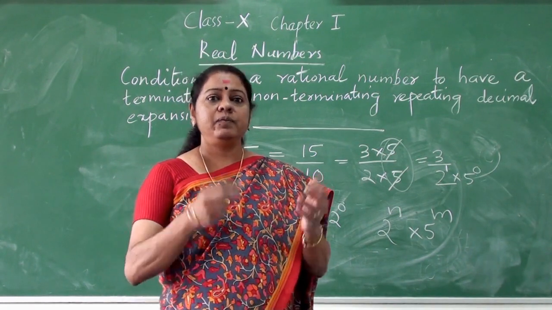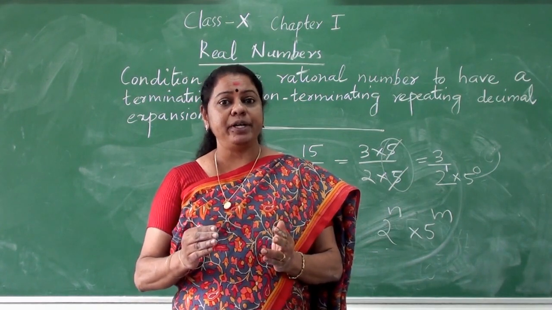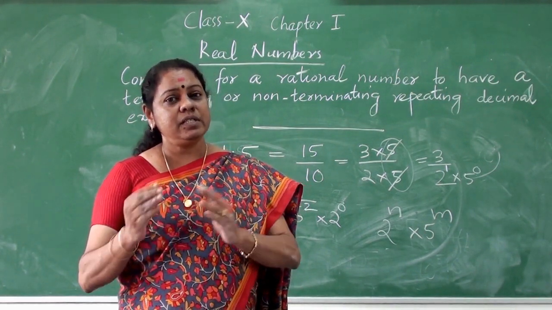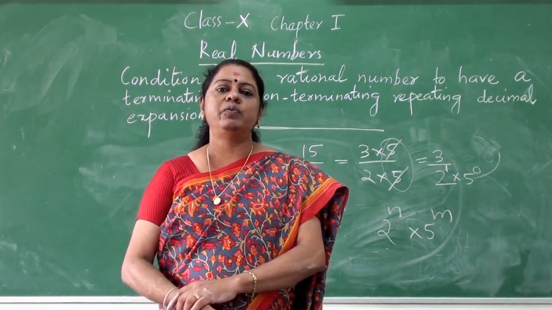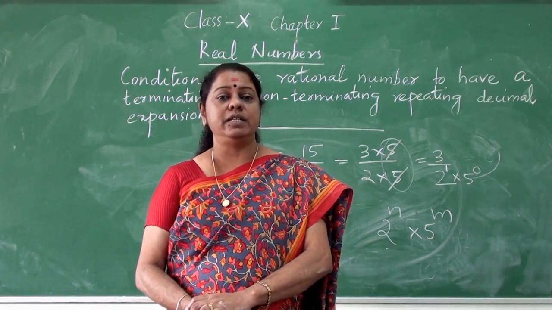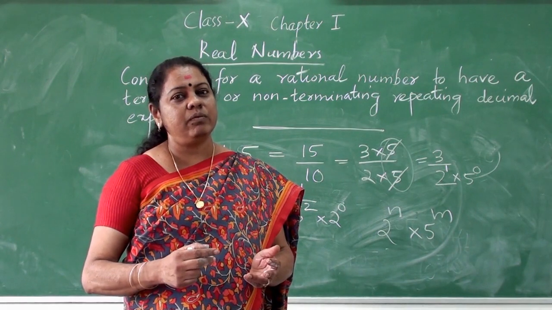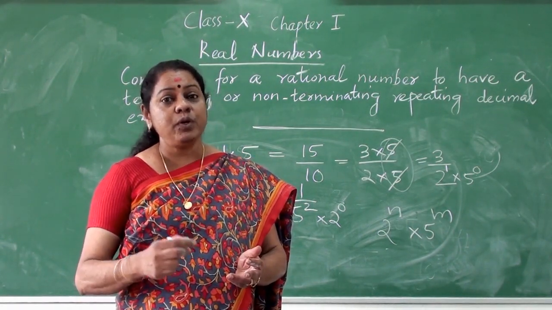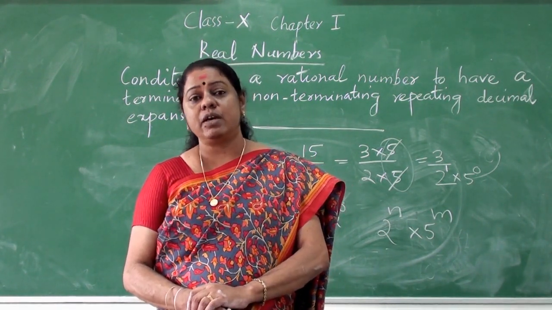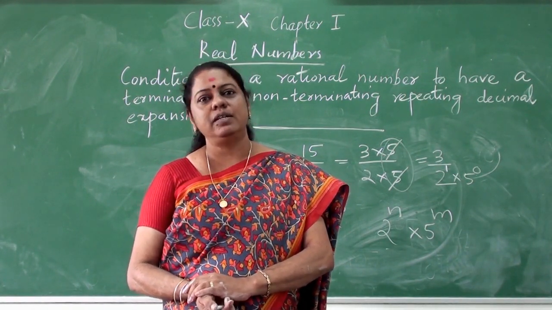That is, if the decimal expansion of a rational number p by q, which is in standard form, where p and q are co-prime integers, is terminating, then the denominator is of the form 2 raised to n into 5 raised to m, where n and m are non-negative integers. And conversely, in p by q in standard form, where p and q are co-prime integers, if q is of the form 2 raised to n into 5 raised to m, where m and n are non-negative integers, then the decimal expansion of p by q is terminating.